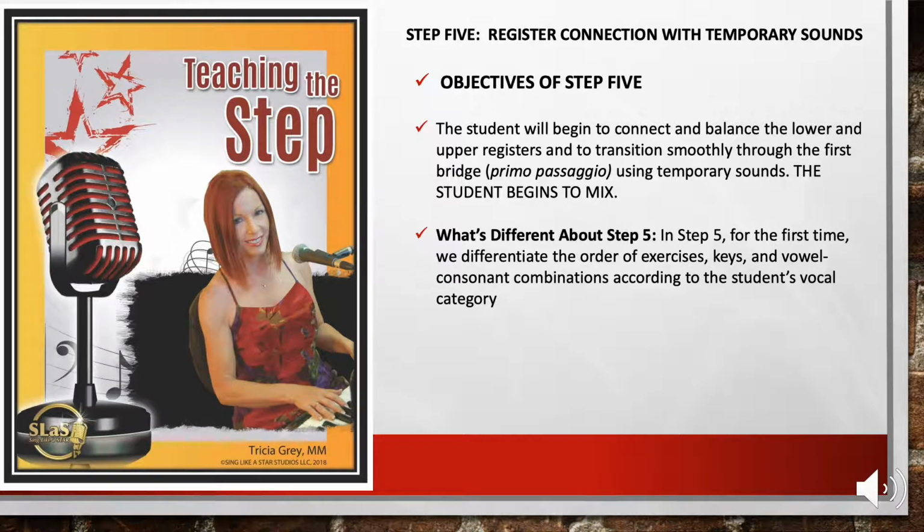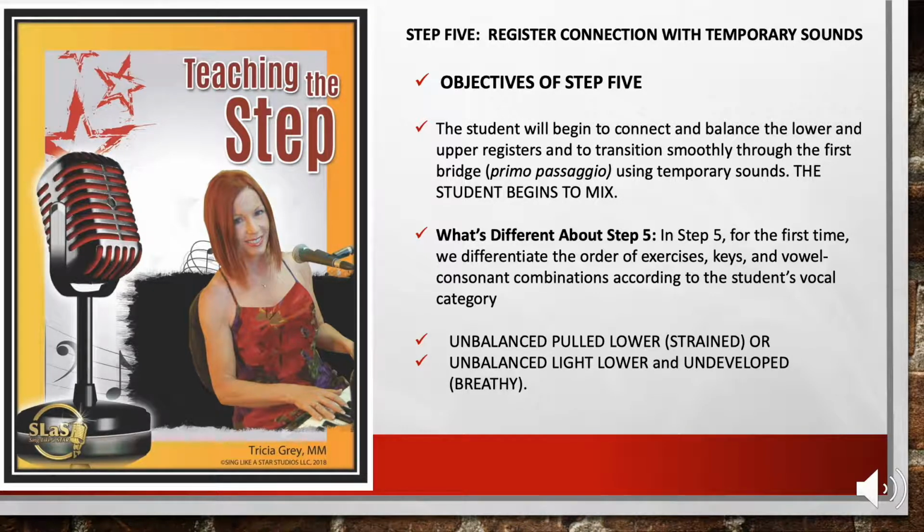In Step 5, for the first time, we differentiate the order of exercises, keys, and vowel consonant combinations according to the student's vocal category. And remember, the categories are unbalanced pull lower, that's the singer who strains when trying to sing higher. Unbalanced light lower, that's the singer who has very little in the lower register but gains strength in the upper register, usually your classical soprano. And the undeveloped or breathy singer who's basically breathy throughout the range.